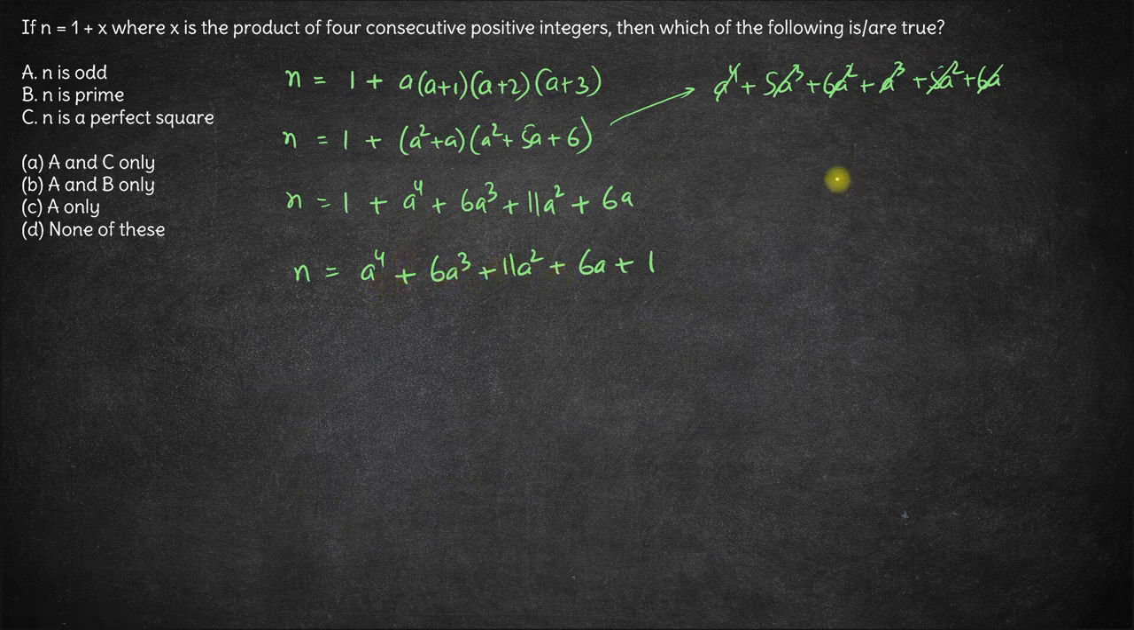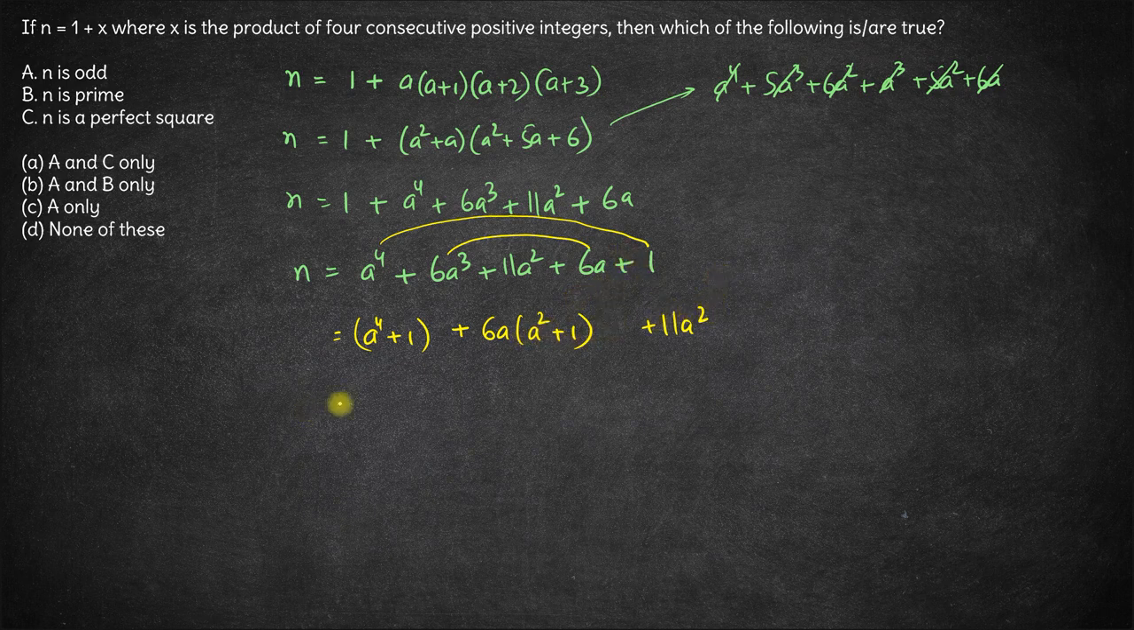What's a palindromic equation? A palindromic polynomial is a polynomial where the coefficients from left to right and right to left are in the same order. From left to right, the coefficients are 1, 6, 11, 6, 1, and from right to left they are again 1, 6, 11, 6, 1. So in this case, you combine the first and the last term, and the second and the second last term. We take a to the power 4 plus 1 together, then 11a square is written as it is, and then you have 6a cube plus 6a. From these two, we can take 6a common, so we have a square plus 1 remaining here. Plus 11a square is what we have.